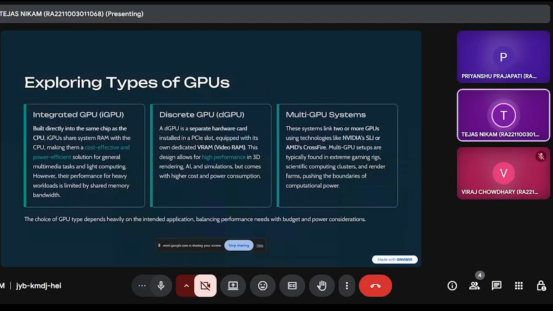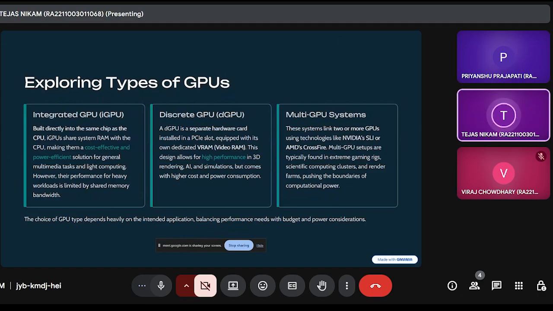So now, exploring the types of GPUs. First is the integrated GPU or iGPU. Built directly into the same chip as the CPU, iGPUs share system RAM with the CPU, making them a cost-effective and power-efficient solution for general multimedia tasks and light computing. However, their performance for heavy workloads is limited by shared memory bandwidth.